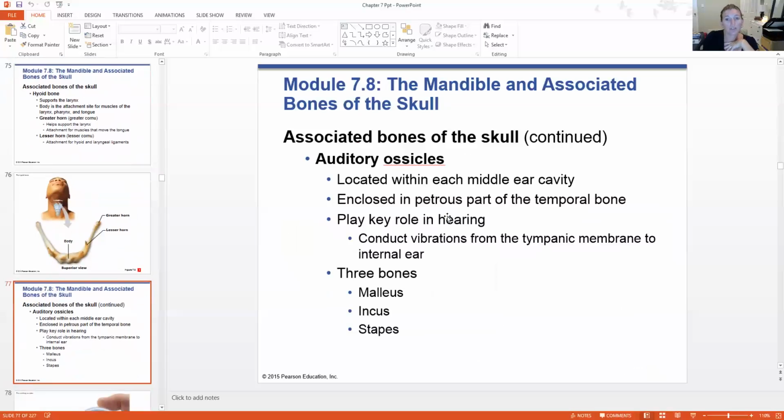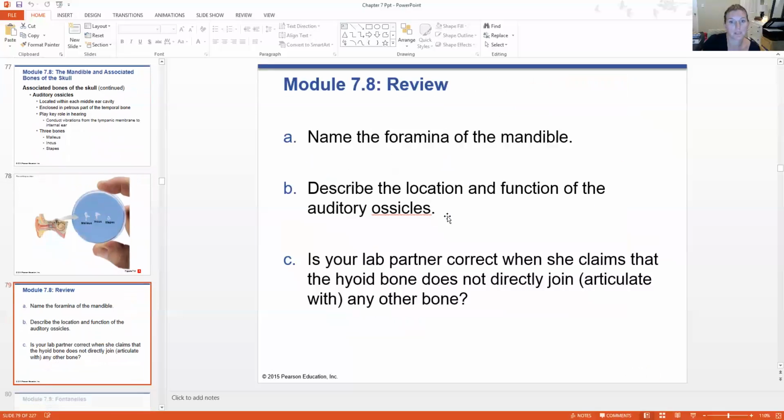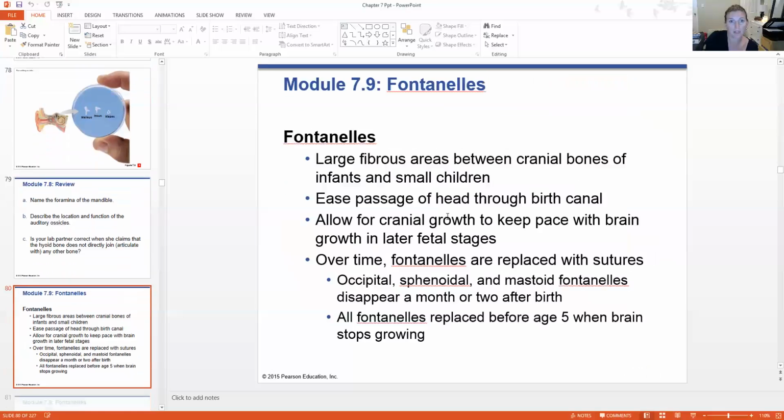Our auditory ossicles, I will test you on these rather when we get into our special senses towards the end of the semester. So I'm skipping over these here. I will not test you on them here. We will be tested on them when we get to auditory sense later on. But they're very small, the malleus, the incus, and the stapes. You can pause the video and go back if you need to.